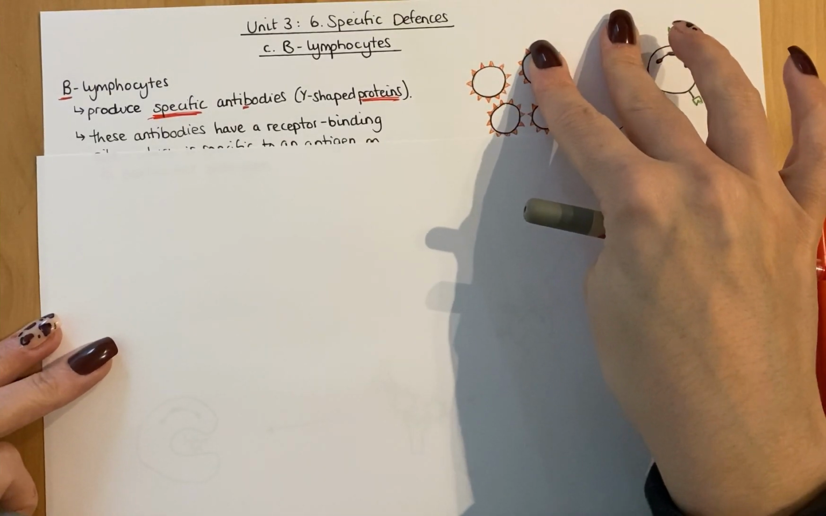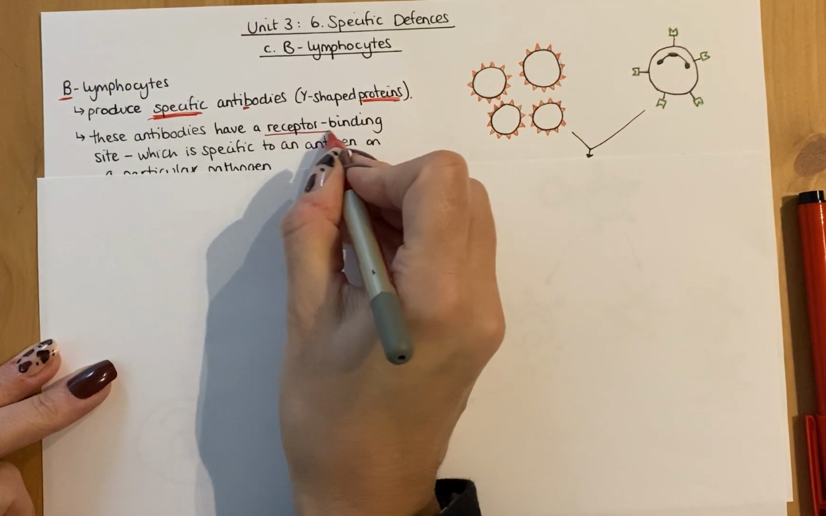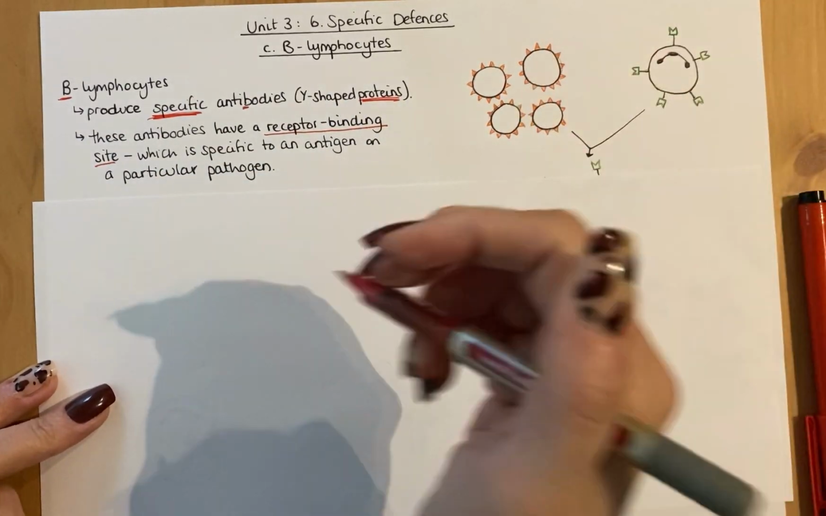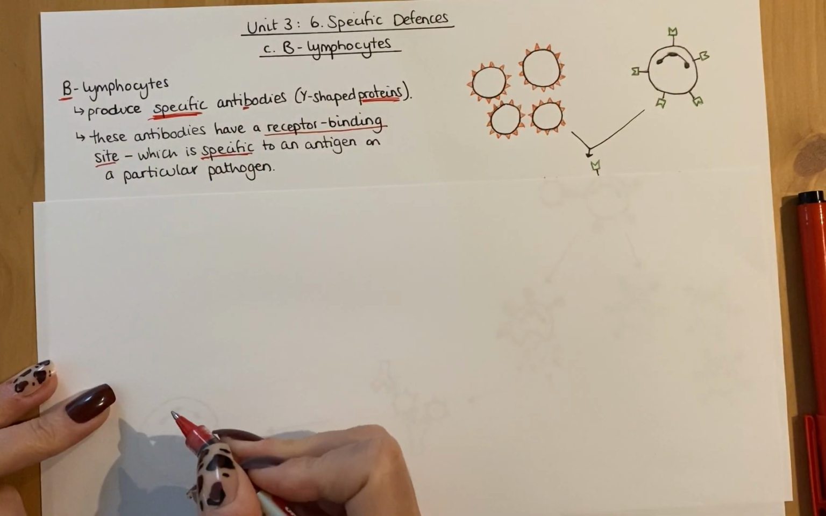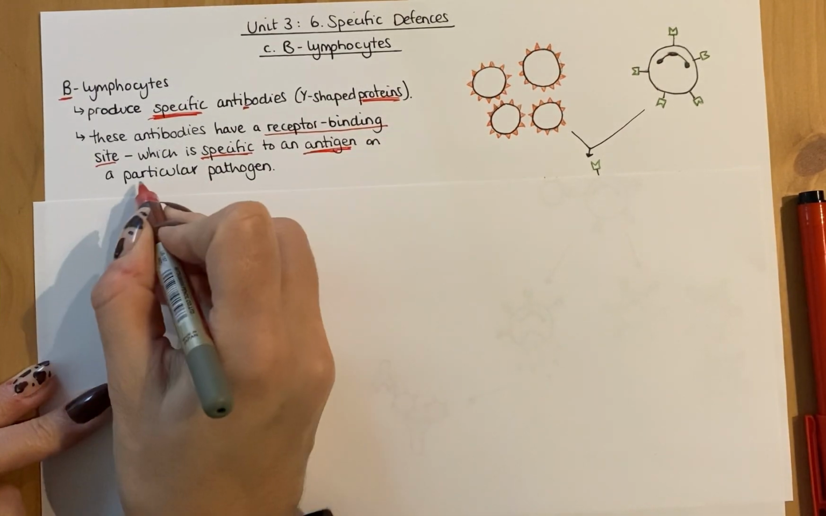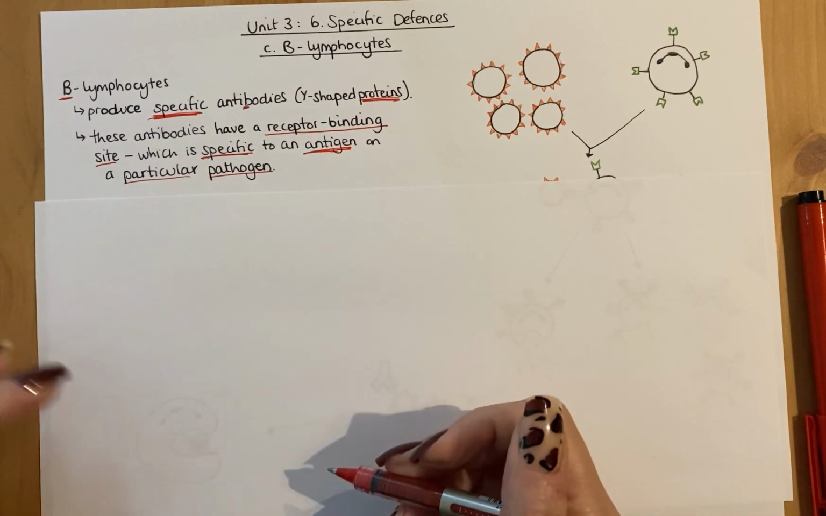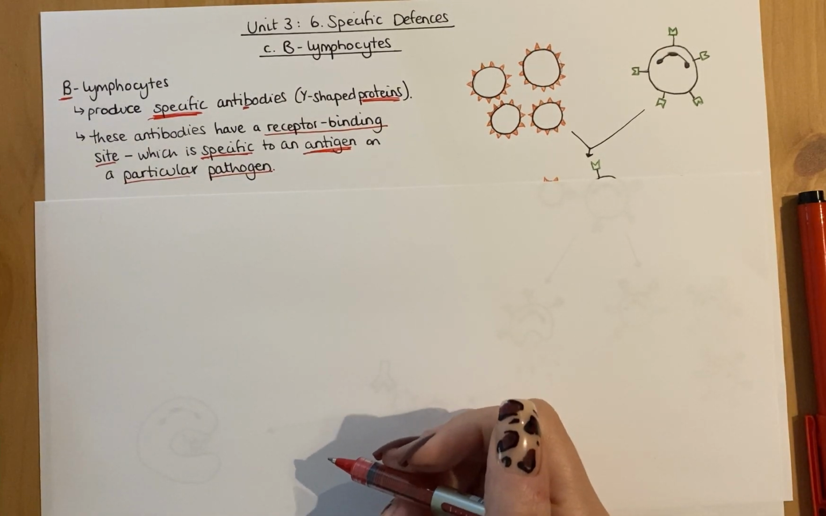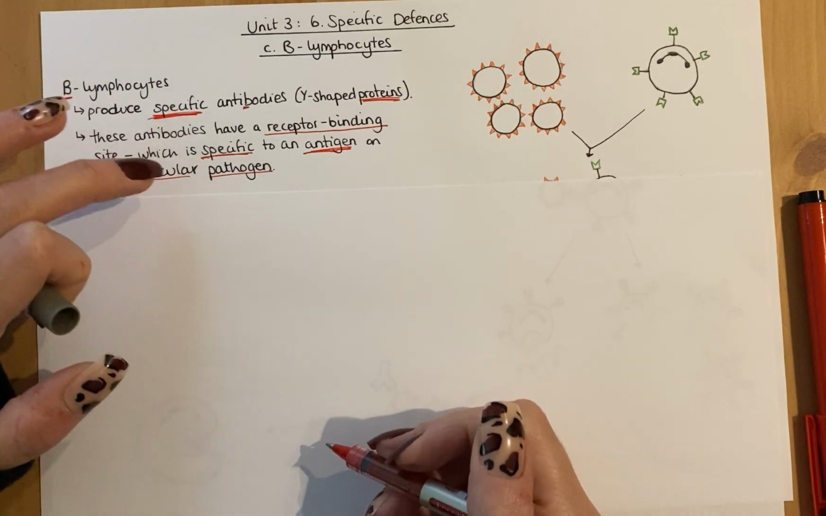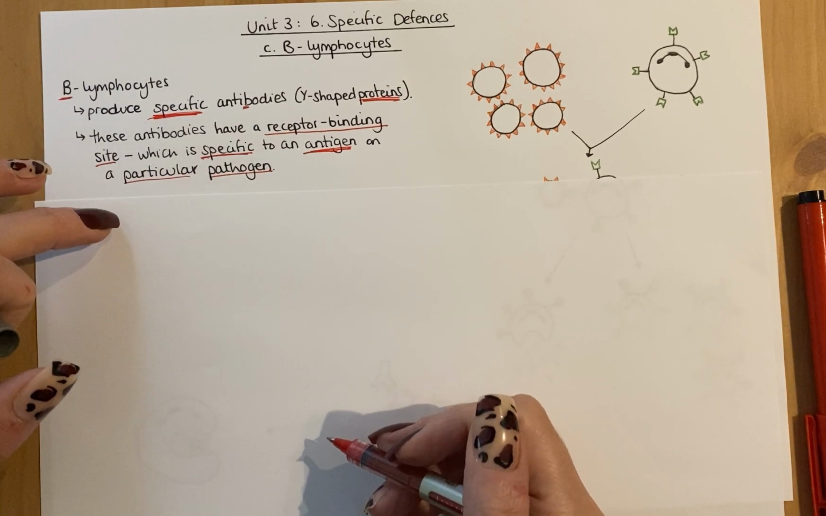Now, antibodies have a particular area on them called a receptor binding site. That receptor binding site is specific to an antigen on a particular pathogen. That's a really common phrase to use. So if you said in a sentence in an essay question, B lymphocytes produce specific antibodies in response to a specific antigen on a pathogen, you would get quite a number of marks for that.